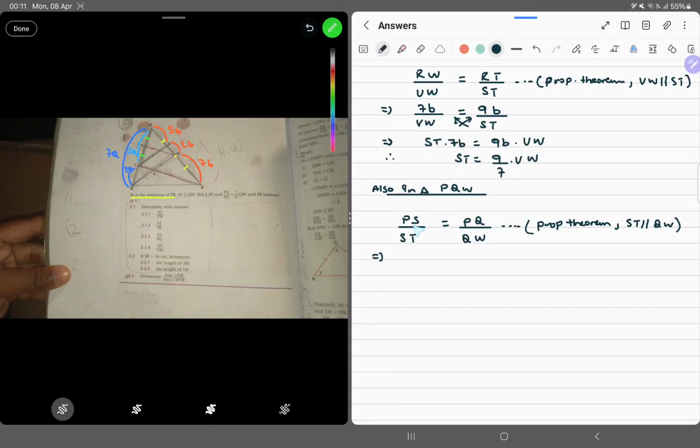Now, what does this imply? PS is basically 5A, we found out, over ST, we don't know. But we know ST is equal to PQ. Now PQ is 7A. So do you see? Over QW, but now QW is literally a crazy story. What is it? It's QV plus VW. So okay, it's getting interesting. Now we have a plus in here.